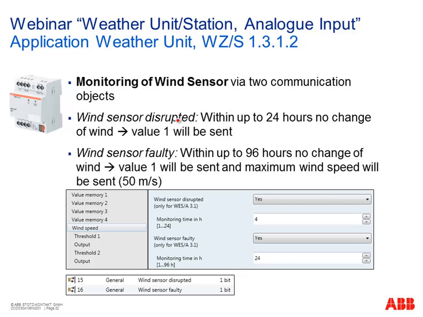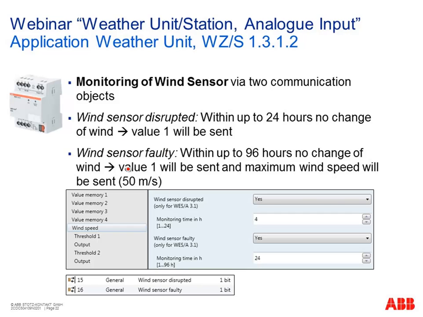Wind sensor disrupted up to 24 hours. And if the sensor does not see any change of wind during this period, which should be very unusual, normally any wind will come within 24 hours, then value 1 will be sent on this communication object, maybe to inform you that something might be wrong with the wind sensor. But at least you have to check.